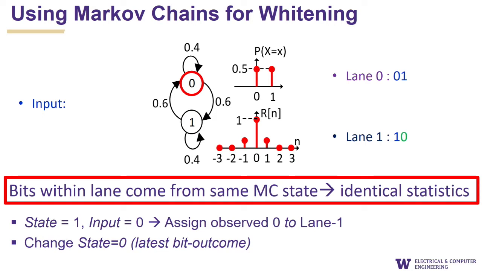But what's the catch? The catch is this. In any one lane, the bits that are in that lane came from the same Markov state. In other words, they have the same statistics, right? They don't have statistics that are different from each other. And in that sense, there is no reason for them to have a probability of being a 1 or a 0 that's any different from the others, right? Now you've basically whitened this source, provided you have captured enough Markovs, captured enough history in this system.